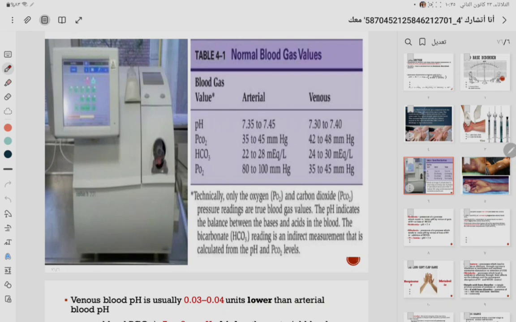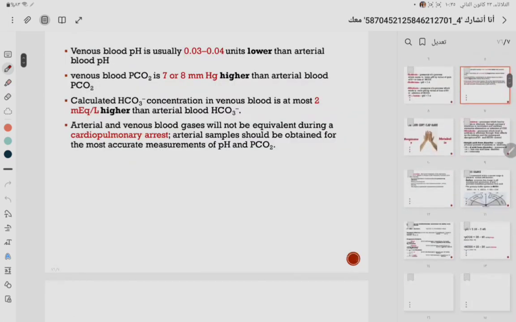Venous blood gas pH, as we mentioned, is usually 0.03, 0.04, or 0.05 units lower than arterial. Venous PCO2 is 7 to 8 millimeters of mercury higher than the arterial. Calculated bicarb: the bicarb that we see in the result of the ABG is always calculated through equations. It's not measured. So the machine will calculate it for you. And the venous is 2 milliequivalents higher than the arterial. Arterial and venous gases will not be equivalent during arrest. This is obvious, the venous will be very low. Next.